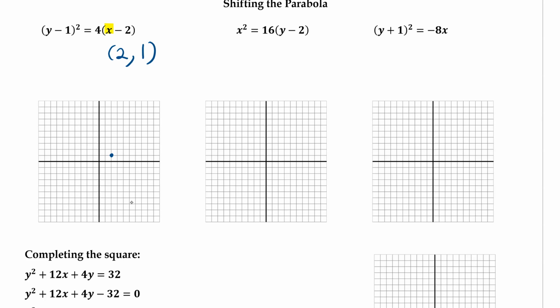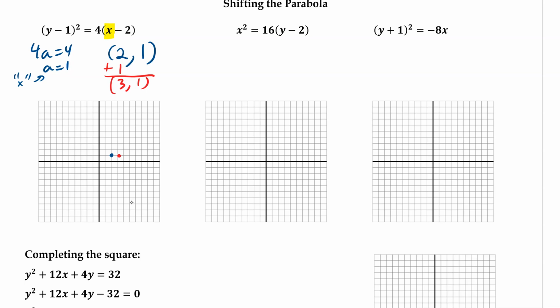And if you remember before, it's whatever one's not being squared. So this is everything about the x. So when we say 4a equals 4, our a equals 1, this belongs to x. So to get the focus, we're going to take that and add it to the x. So our focus is at 3, 1. So we go to 3, 1.